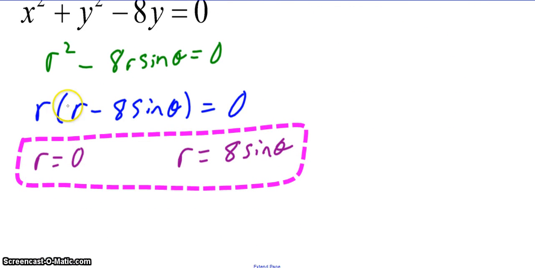For the next one here, x squared plus y squared is r squared, y is r sine theta. Factor out an r again, and now I can set each one of these equal to 0 to solve for r. So I know either r equals 0 or r equals 8 sine theta. So in this case I actually have two different equations for r from the single rectangular relationship.